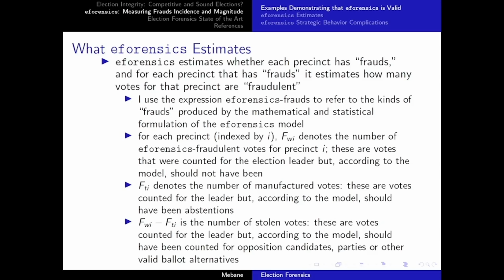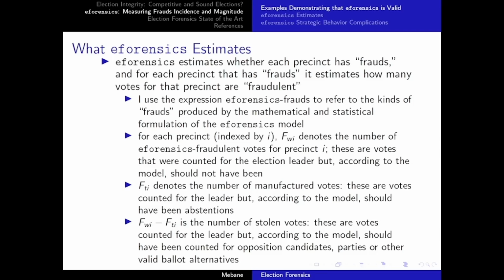So of these total e-forensics fraudulent votes, how many are manufactured? Which is to say you had some people who didn't vote, and yet somehow their votes were counted. You can call this ballot box stuffing or ballot stuffing. I call these manufactured votes. Often in some systems, fake voters are added to the voter rolls, and then fake votes are counted for the fake voters. This happens a lot in Russia.